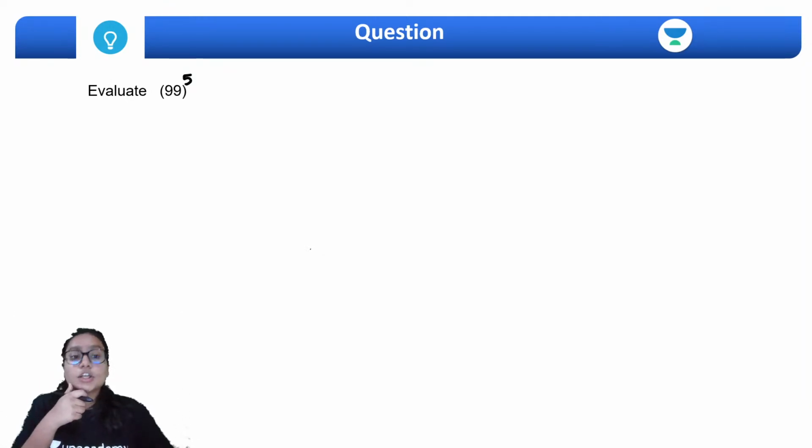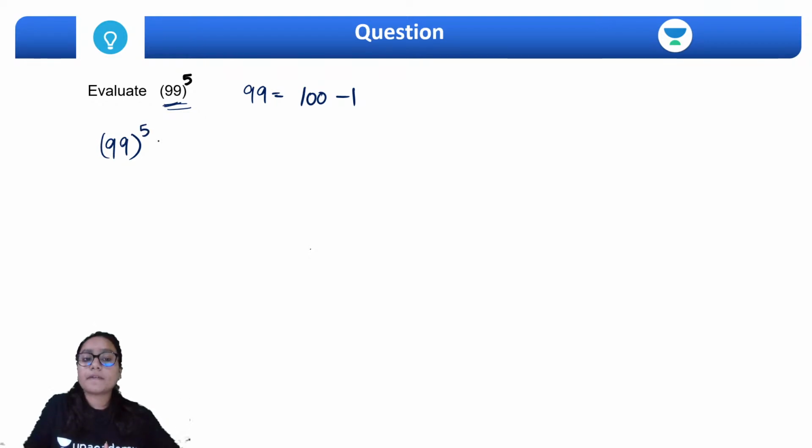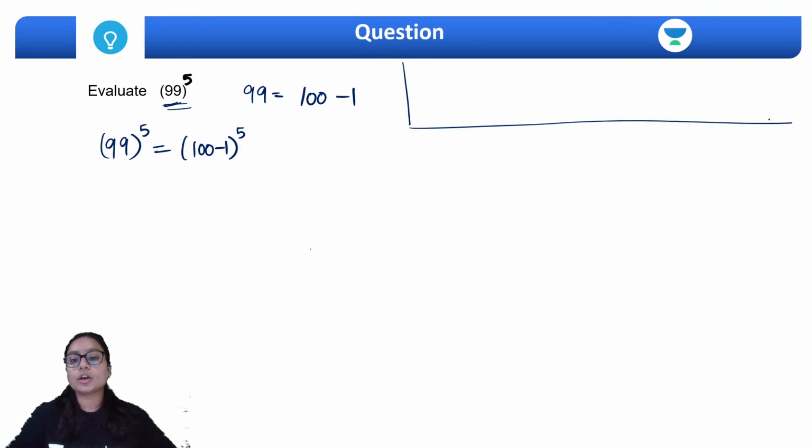So let us discuss one question. In the beginning of this session, we discussed that we can find higher powers using the binomial expansion. Let's see how. This is the first question, so let us do it together. See, I can write this 99 as 100 minus 1. So I can write 99 raised to the power 5 as (100 minus 1) raised to the power 5. Now, according to the binomial theorem, we have (a plus b) whole raised to the power n is nC0 a raised to the power n.